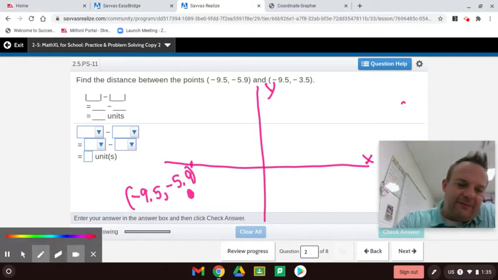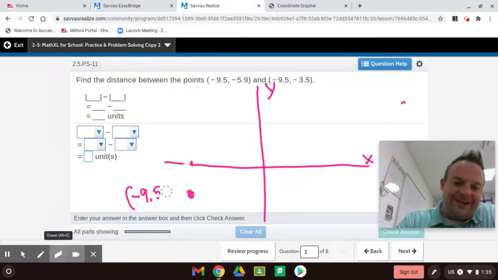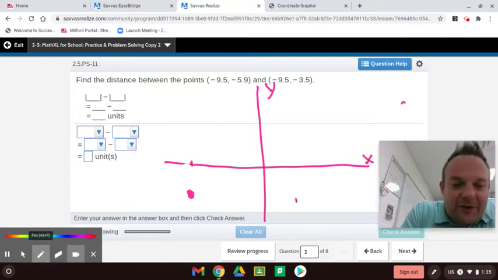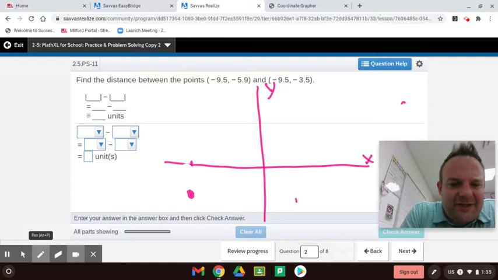And if it seems like I'm a little annoyed right now, it's because I kind of wrote where the other one's going to be. So I should have thought that out. But, you know, teachers make mistakes too. Negative 9.5, negative 5.9.